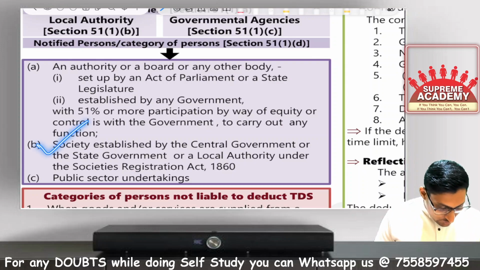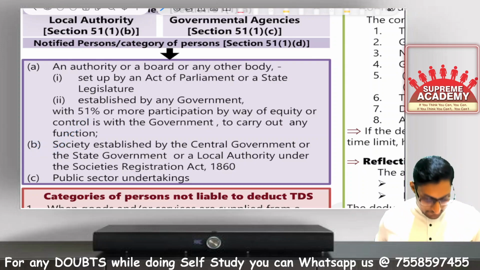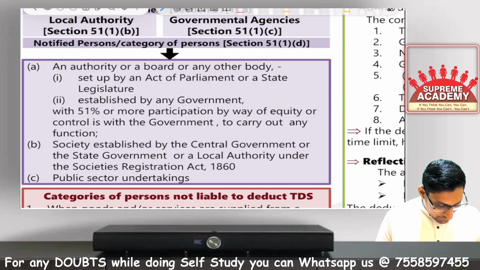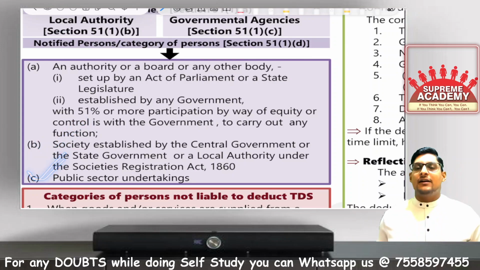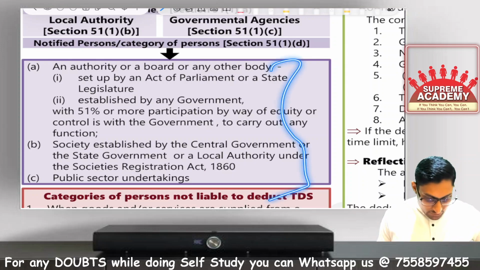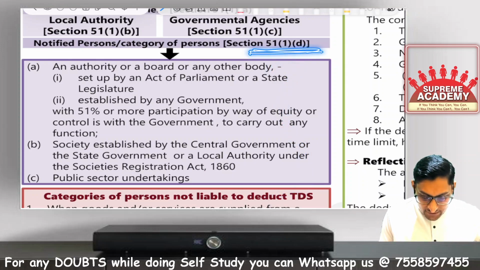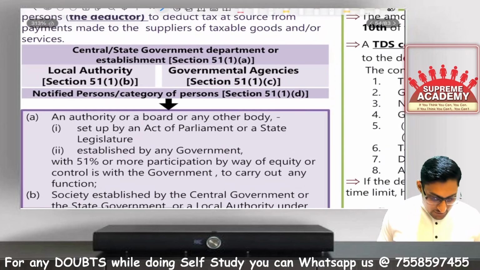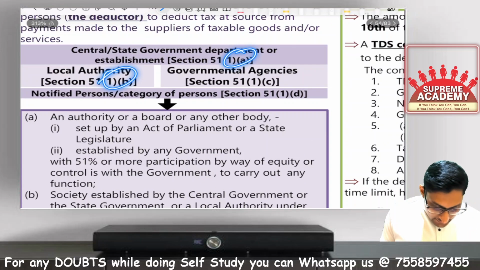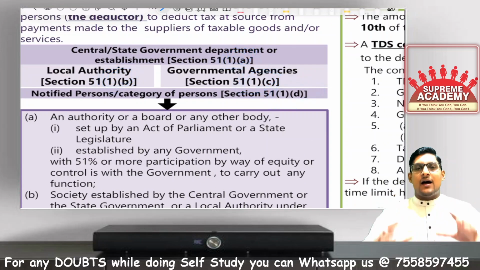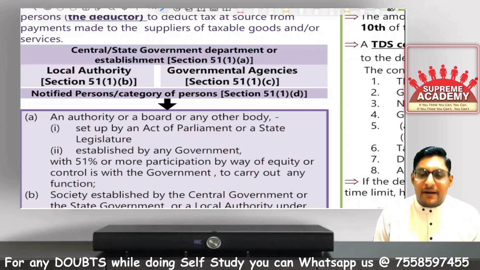And secondly, a society established by the government, local authority or state government. Third, a public sector undertaking, meaning public companies. These are all the three notified persons under section 51(1)(d). Now, these 51(1)(a), (b), (c) and (d) are the four deductors who are mandatorily required to deduct tax at source, and this mandatory provision is made by the government.